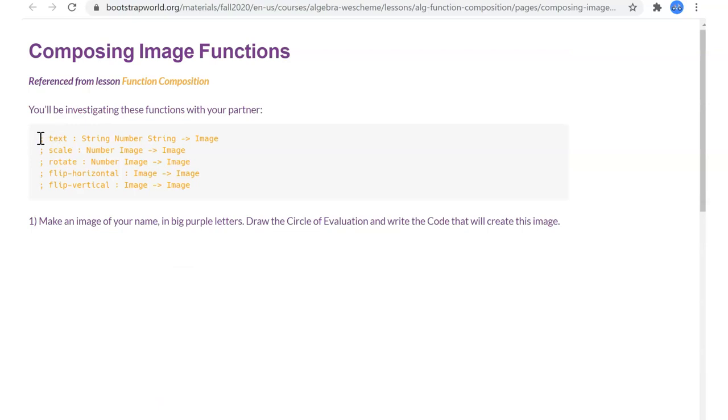It has some contracts at the top. Some of these you've seen before. Some of them you may not, but you can guess what they do based on their name and what they take in. And then you have some instructions on what they want you to do, like make your name in big purple letters. What function would you use to do that?